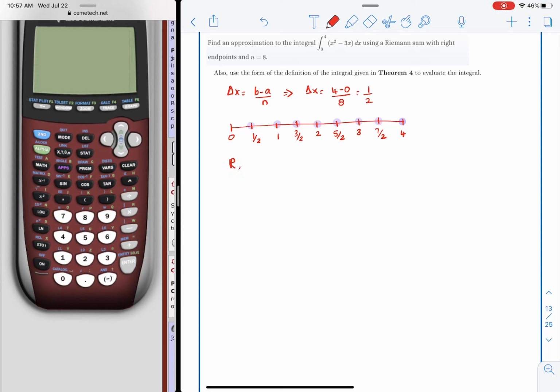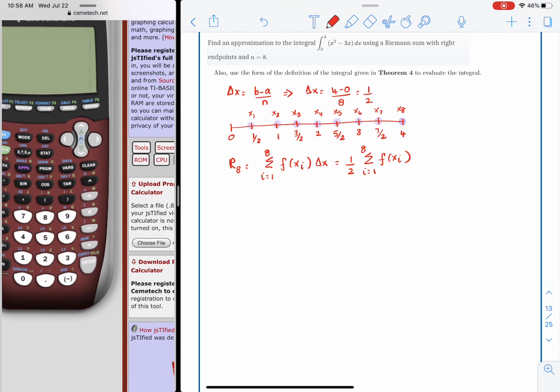So our R8, using the right endpoints, would be sum i equals 1 to 8, f of xi times delta x. Delta x is simply 1/2, so I'm going to pull that out of the sum. f of x1, x2, x3, x4, x5, x6, x7, x8. I'm going to make use of the calculator.